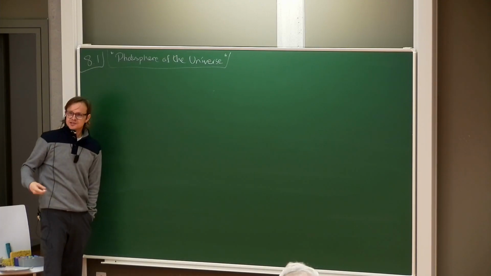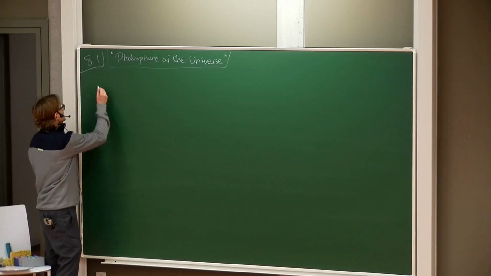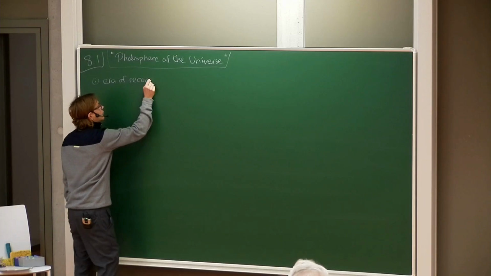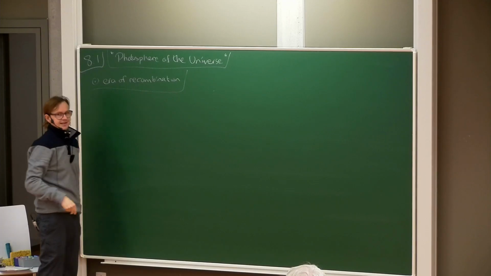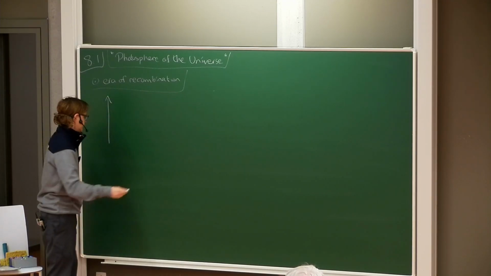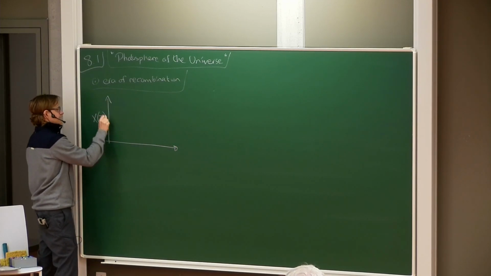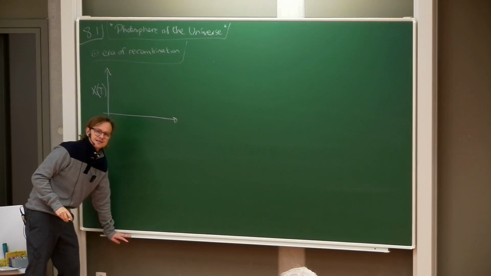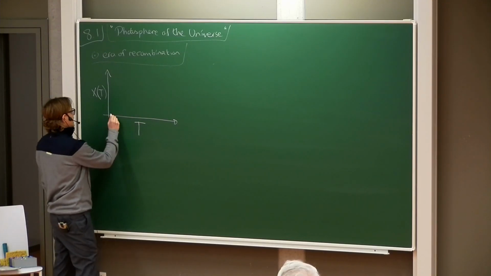But actually, we spent most of the time on Wednesday setting this up by considering the era of recombination. If we did the full plot, we would get something like this. Here is the ionization fraction x of hydrogen, as we defined, as a function of temperature.